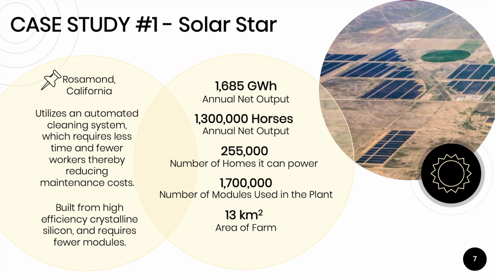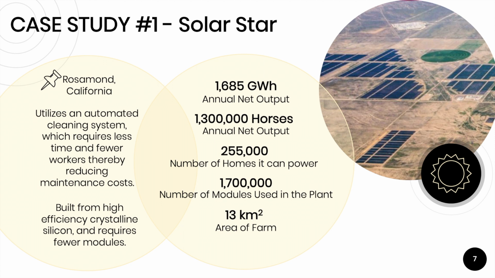SolarStar is the largest silicon solar farm and it is located in Rosamond, California. The site area is 13 square kilometers and has an annual net output of 1,685 gigawatt hours, and 1 gigawatt hour is roughly 1.3 million horsepower, which represents enough power to power 255,000 homes. Its use is costly, but its high-efficiency crystalline silicon modules, from which one can extract electricity from the solar energy, make SolarStar an interesting option.